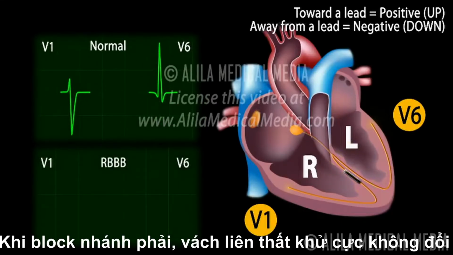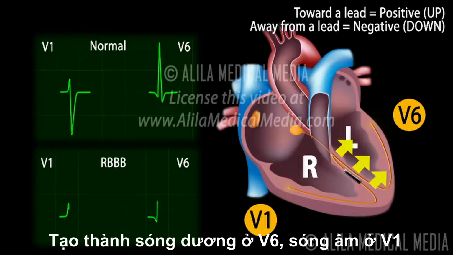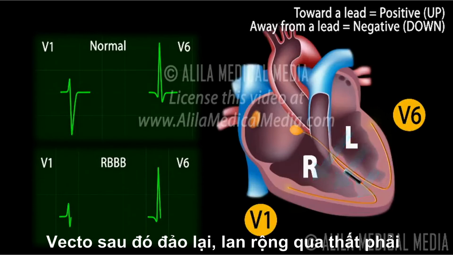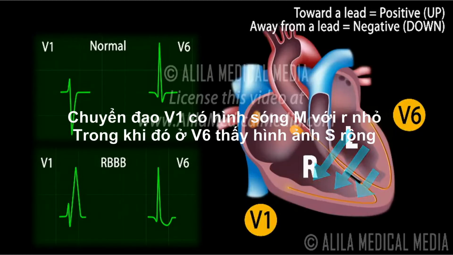In right bundle branch block, the initial septal activation is unchanged. The left ventricle depolarizes normally toward V6, away from V1, producing a positive deflection in V6, negative in V1. The impulses then reverse the direction, spreading to the right ventricle, hence a subsequent negative wave in V6, positive in V1. Lead V1 gives a characteristic M shape with a terminal R wave, while V6 sees a broader S wave.